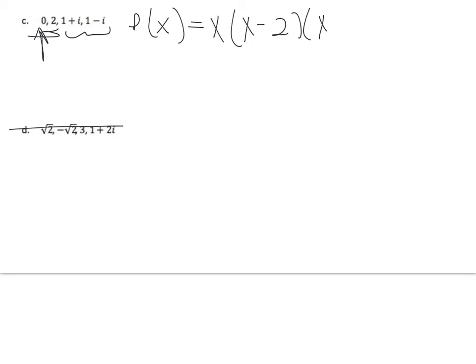So, okay, how many zeros do we have here? I've got 2 real zeros and a conjugate pair. So it looks like I'll have a degree of 4. P of x equals x, that's our 0, x minus 2, x minus 1 plus i, and x minus 1 minus i.